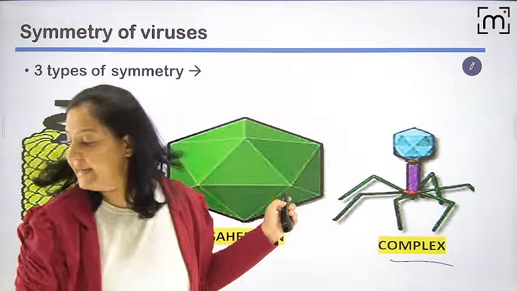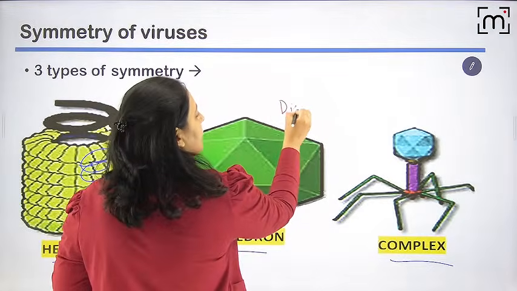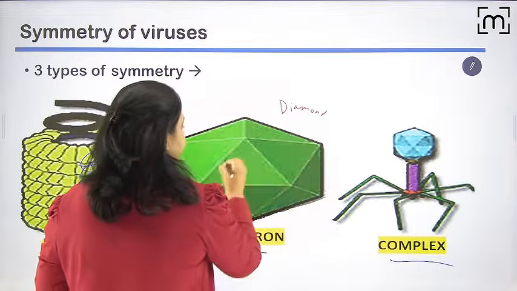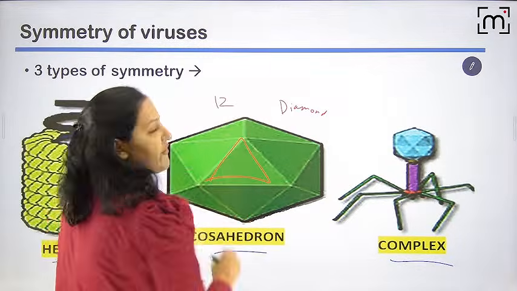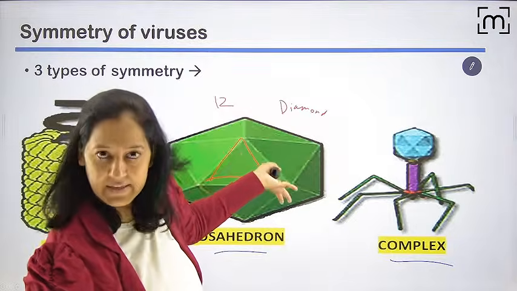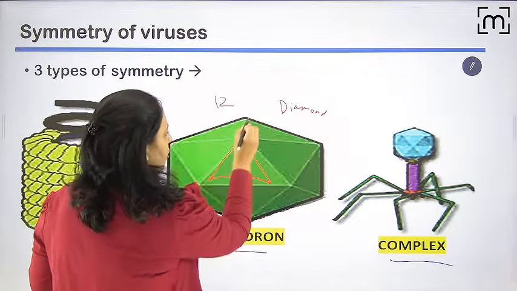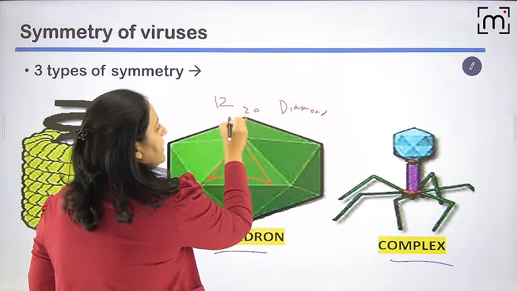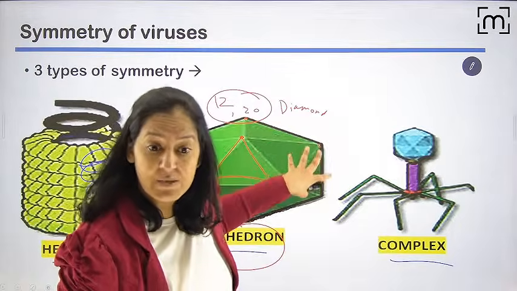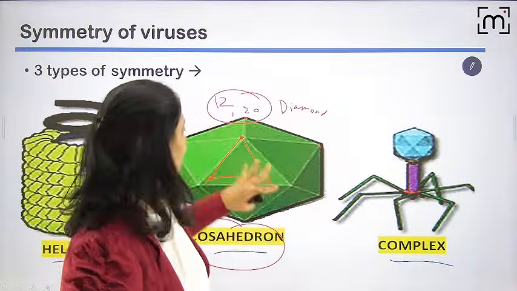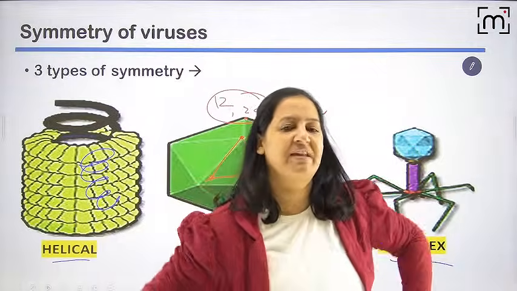Can you see? Icosahedral. This one is icosahedral. What is icosahedral? It's a diamond. Have you seen a diamond? It's a diamond shape. It's equilateral triangles. So there are a total of 12 equilateral triangles. Some are visible here, some are behind. 12 equilateral triangles with 20 corners. You can count the corners. 20 corners. Such a figure is known as icosahedral. And if it is not this, any other shape is complex. Complex doesn't have any fixed shape.